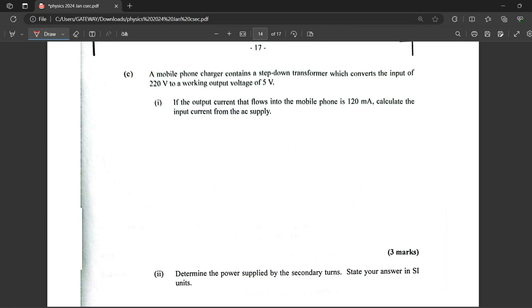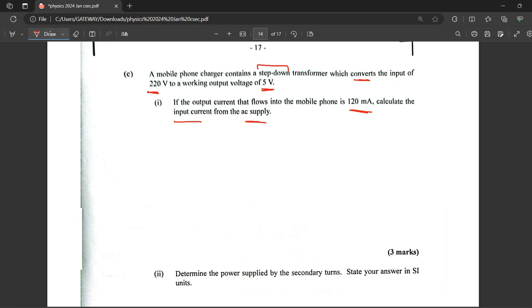So part C here now, let's say a mobile phone charger contains a step down. This is very important, a step down transformer which converts the input of 220 volts to a working output voltage of 5 volts. If the output current that flows in the mobile phone is 120 milliamp, calculate the input current from the AC supply. Right? So this is a step down, right?